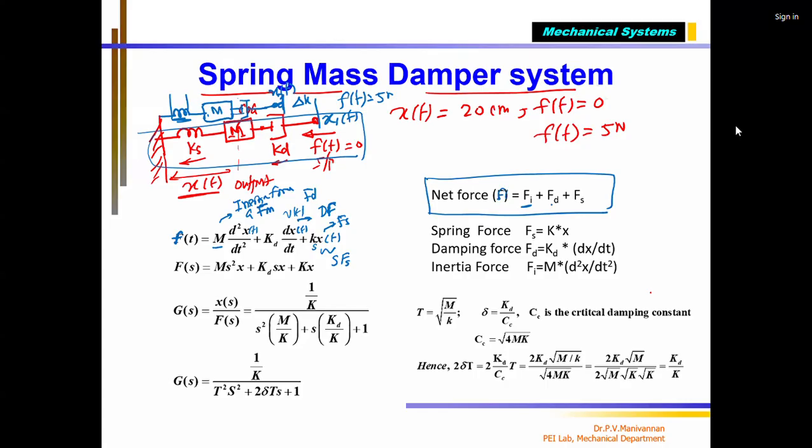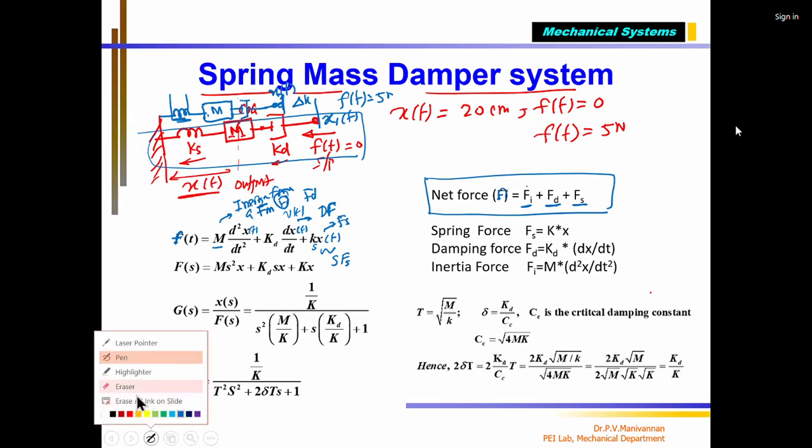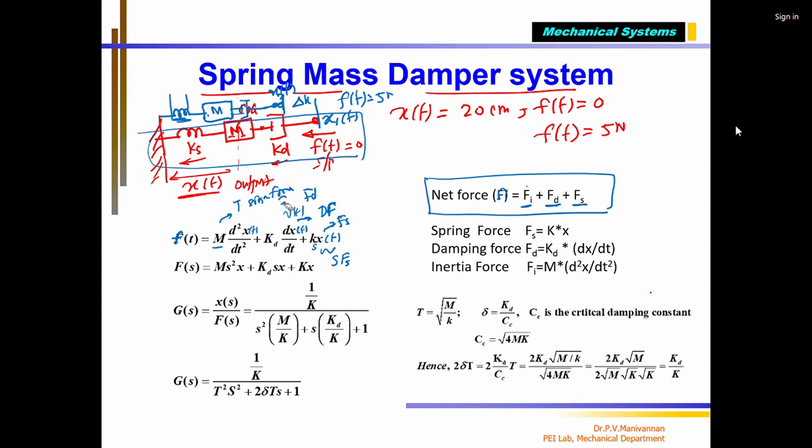Sometimes we write fi also. Okay, fi plus fd plus fs: the inertial force of the mass element, the damping force of the damper, and the spring force of the spring should be equal to the input net force. Now we already know that from this we can write the mathematical model. That's what we have written here. Note down this one.